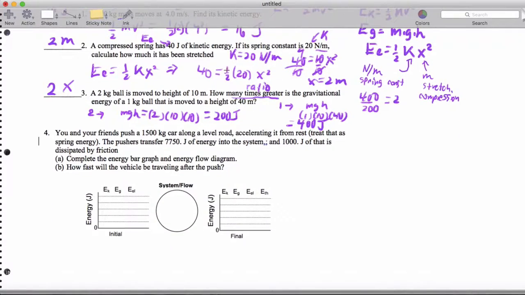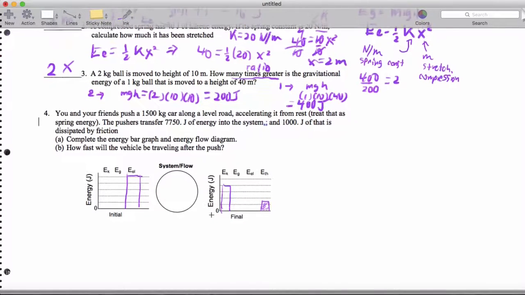So now it says you and your friends push a 1,500 kilogram car along a level road, accelerating it from rest. We're going to treat this as spring energy. And we transfer 7,750 joules of energy into the system, and 1,000 of that is dissipated by friction. So first we want to get our energy bar graph. We're going to start with all this elastic energy, and we're going to get some kinetic energy, and a little bit of it lost to friction. So that's how we shade in the dissipated energy.